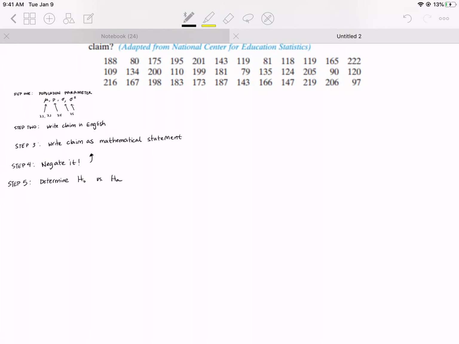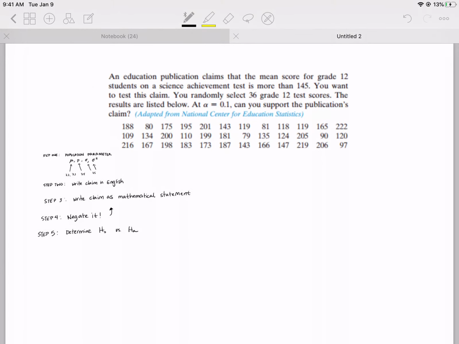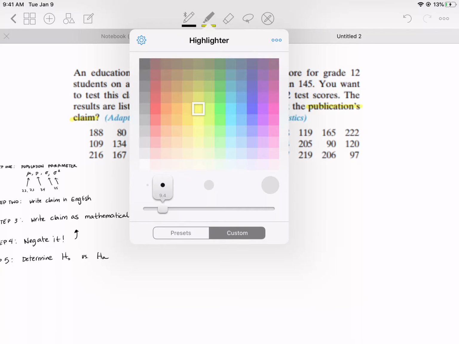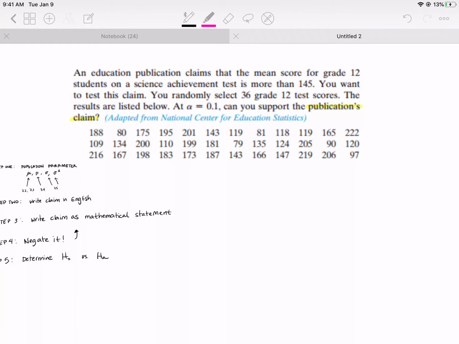All right, so with this written down, I'm going to highlight what we have. Notice it says, can you support the publication's claim? So that means our hypothesis test is about the publication's claim. So we go back and say, what is the publication's claim? The publication claims that the mean score for grade 12 students on a science achievement test is more than 145.